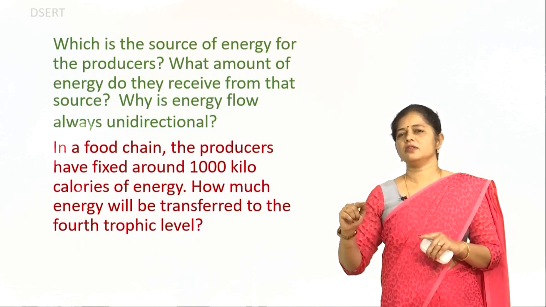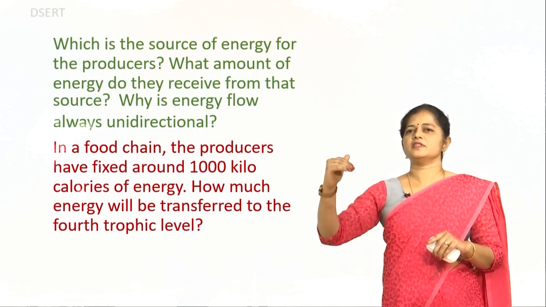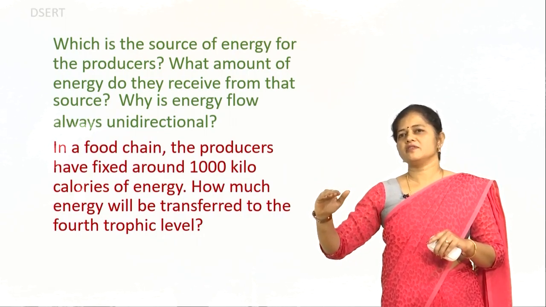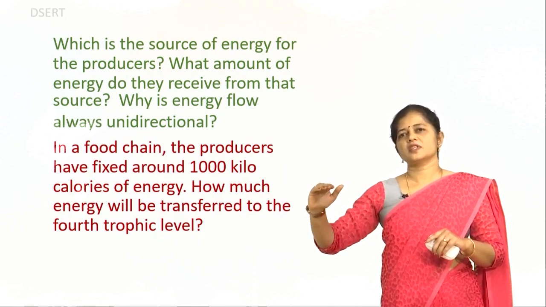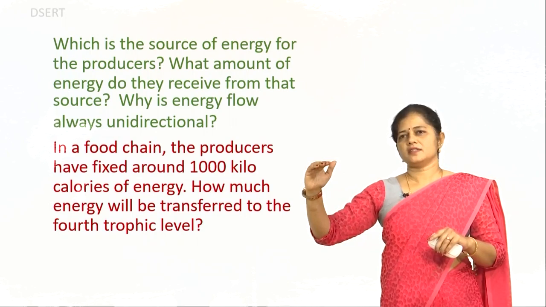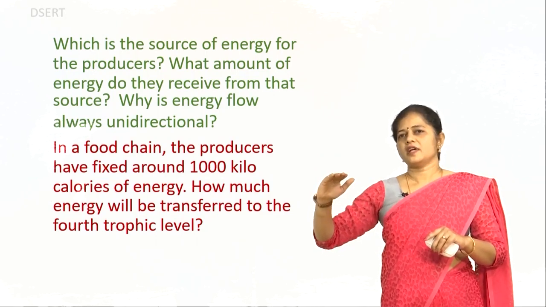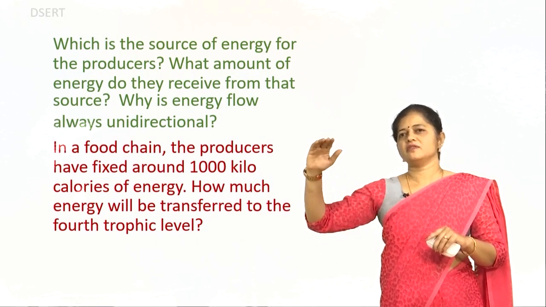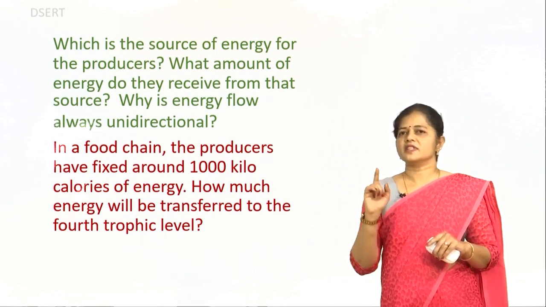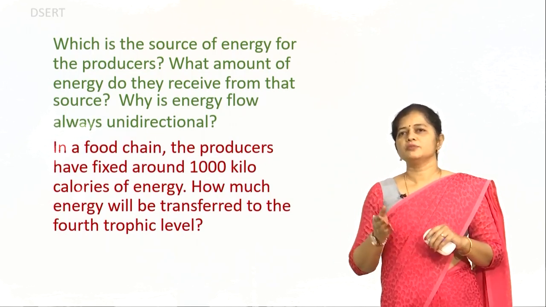So 1000 kilocalories is in the producers. From the producers, 10% will go to the primary consumer, the second trophic level. So the second trophic level will receive 10% of 1000, which is 100. And now from that it will go to the third trophic level, that is the secondary consumer. So that will be 10% of 100, which is 10. The fourth trophic level will receive another 10% of the 10, which will be 1. So the fourth trophic level will receive 1 kilocalorie of the 1000 kilocalorie energy fixed by the producers.